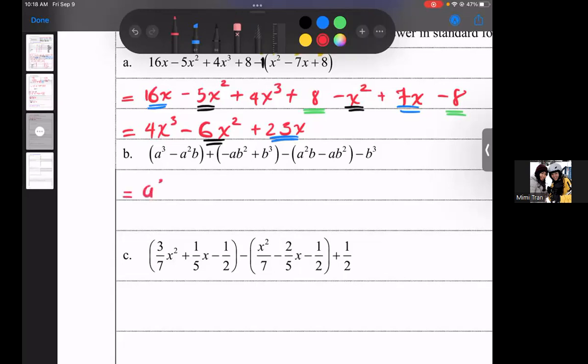Let's see, 8q minus a squared b, and then distribute the parentheses plus, so everything stays the same, right? So minus ab squared plus bq, but the last parenthesis is different. You're gonna distribute a negative. It's a -1 here. So minus a squared b plus ab squared minus bq.